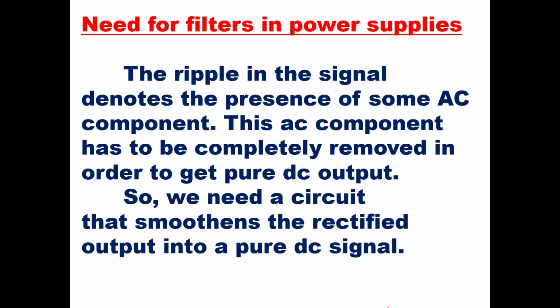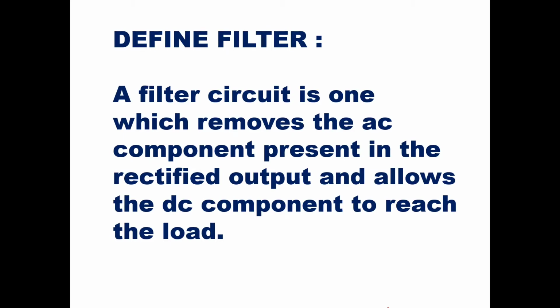Now, the definition of a filter: a filter circuit is one which removes the AC component present in the rectified output, that is the rectifier output, and allows the DC component to reach the load. So the filter is a circuit which will eliminate the AC component present in the pulsating DC output of a rectifier and allows the pure DC to reach the load. That is how you can define a filter.